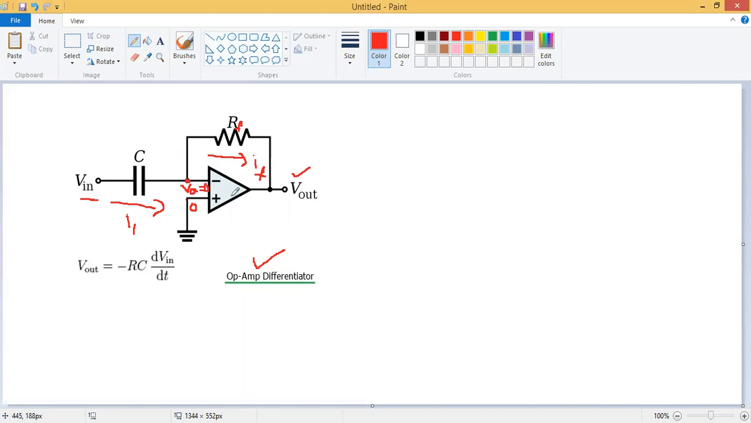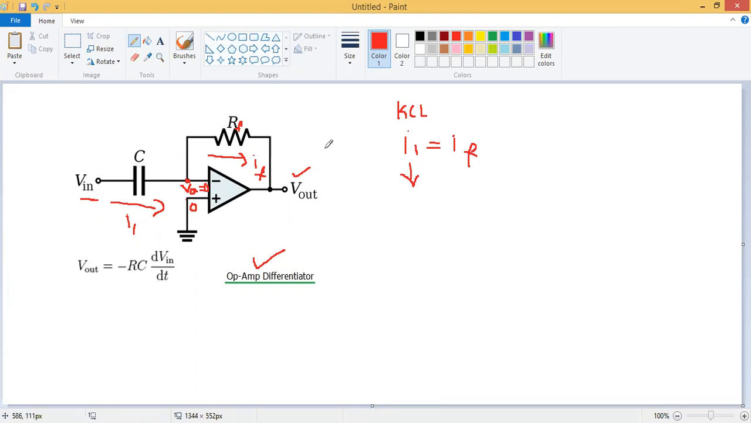I'm going to write the KCL equation for this particular circuit. So I1 is equal to IF. According to Kirchhoff's current law, the total current entering this node is I1 and the current leaving from this node is IF. So now I'm going to write the equation for I1, the current through the capacitor. What is the current through the capacitor?